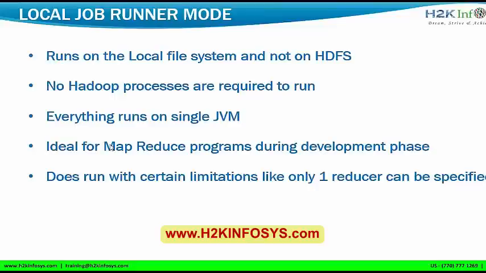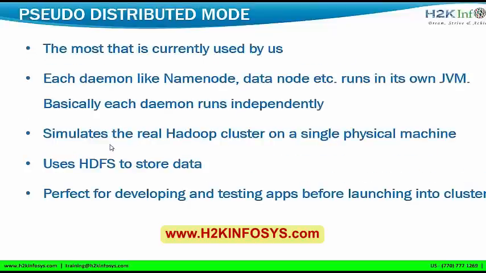It is ideal for MapReduce programs during the development phase, because it doesn't need to fetch any particular information from different areas. Just to test our MapReduce program, which is designed the way Hadoop programs need to be, it will be good only for that purpose, but it will not give you the actual purpose of Hadoop, like getting the data from different areas or processing in a multi-threaded way. It does run with certain limitations, like only one reducer can be specified. Don't worry about this. I will let you know what a reducer is and its function, how many reducers we can use, and the reason for having multiple reducers. But as of now, remember that in local job runner mode, we will be able to use only one reducer in our MapReduce programs.